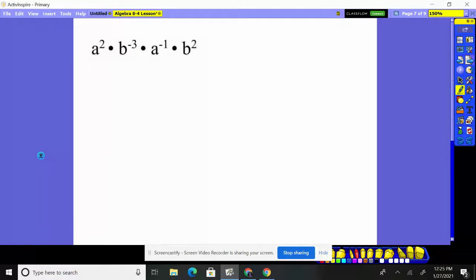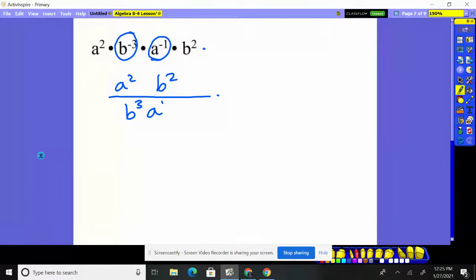Well, what about this guy? As soon as I see negative exponents, I know I'm dealing with a fraction because somebody's got to move to the denominator. Somebody's got to move. Well, you have a squared. He's fine. B to the -3. That says, hey, I'm down in the denominator. A to the -1. Hey, I'm down in the denominator. And then a b squared. So this right here is the same as that.